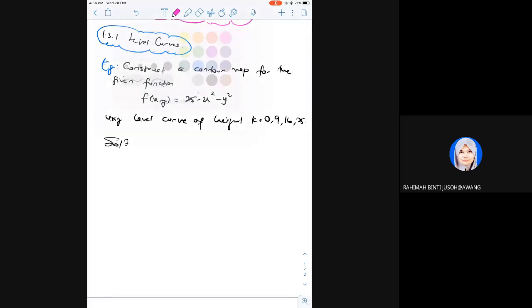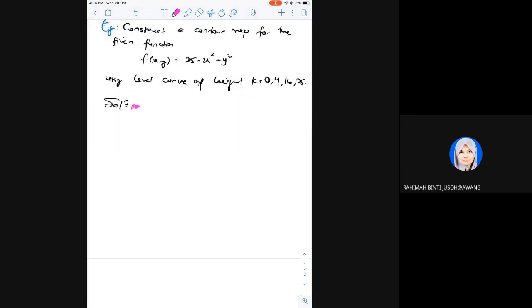Okay, guys. So, first of all, what you should do is we need to make an assumption. Where we assume or let z equals to f(x,y), or we can say that z equals to k, okay? K means height. This is height. Ketinggian, all right.